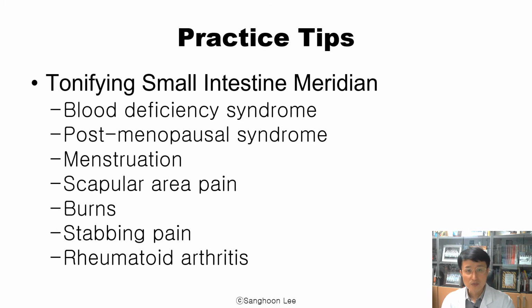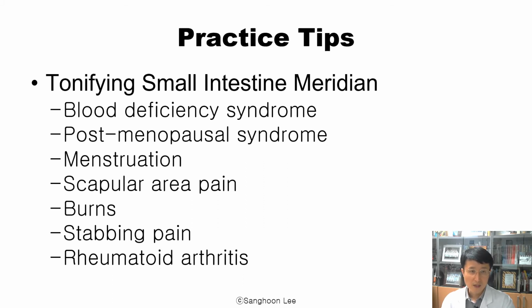So tonifying small intestine meridian is one of my favorite SaAm acupuncture formulas. As I mentioned before, small intestine is Tai-yang meridian and it is related with coldness. And heart and small intestine are related as a couple. So heart is related to blood and small intestine is also related to blood.